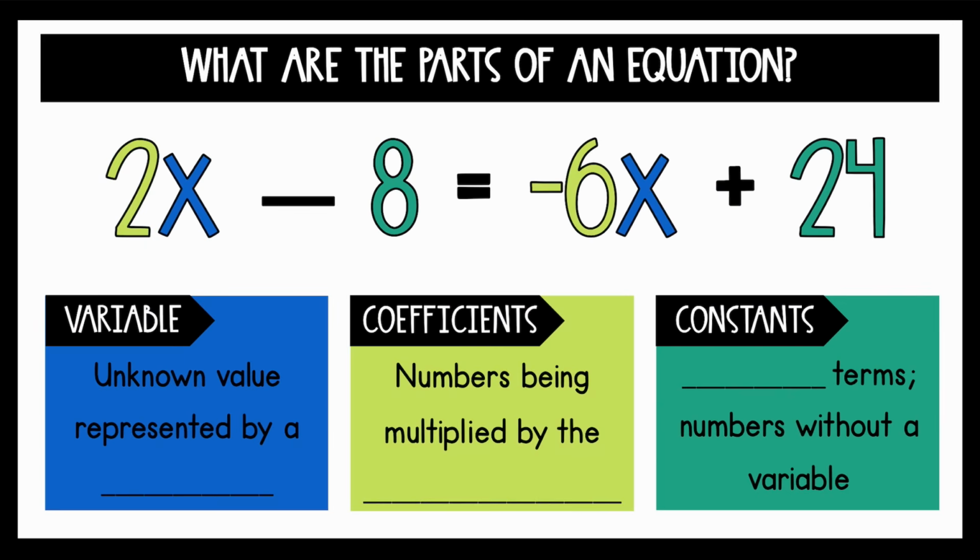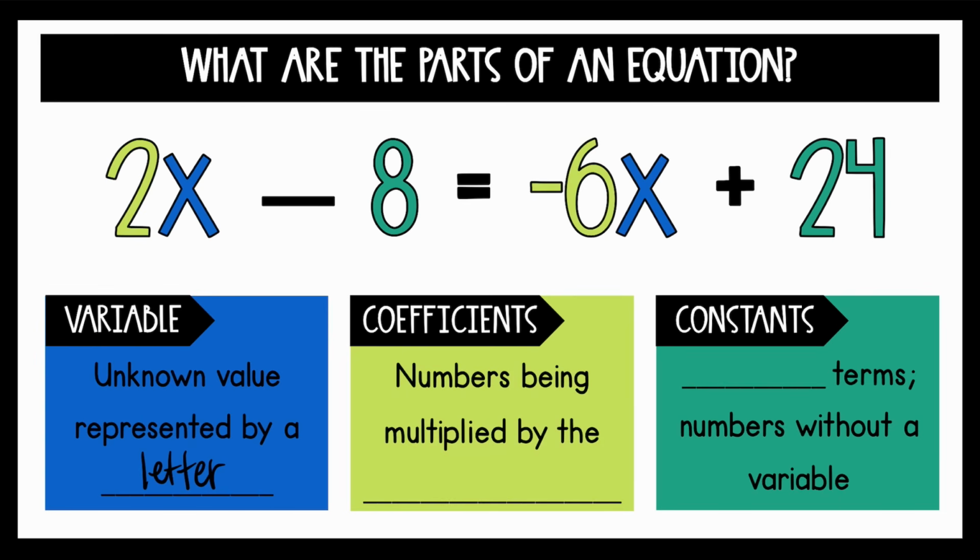To answer the first question, some of the important parts of an equation are listed here. So first, let's talk about the variable. All of these are color-coded in this example equation for you. So the variable is the unknown value represented by a letter. So we can see in this equation that the variable on both sides is x.